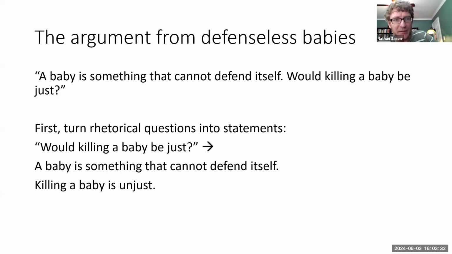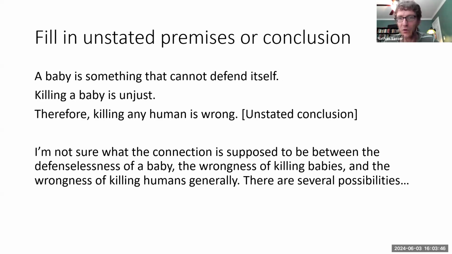So here's what we've got. We've got two statements. A baby is something that can't defend itself, and killing a baby is unjust. And what's the conclusion therefore supposed to be? The conclusion is supposed to be, therefore, killing all humans is wrong. Again, I'm just not quite following the line of thought. I'm not saying there's not anything here, but what is it about the unjustness of killing babies that somehow leads us to a broader conclusion about all human beings?